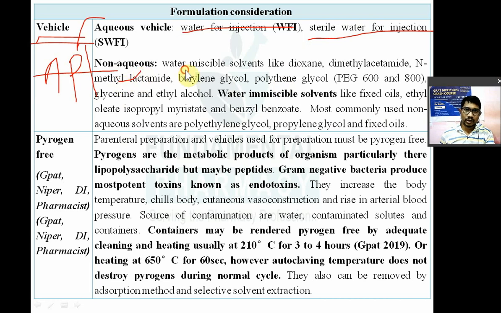are used. So water miscible solvents like dioxane, dimethylacetamide, N-methyl lactamide, butylene glycol, propylene glycol, PEG 600 or PEG 800. That is a non-aqueous vehicle. So glycerin is used. Ethyl alcohol can be used. So vehicles for parenteral products are of three types: aqueous, non-aqueous and water miscible solvent, and oily also, particularly for intramuscular injection, it can be oily.